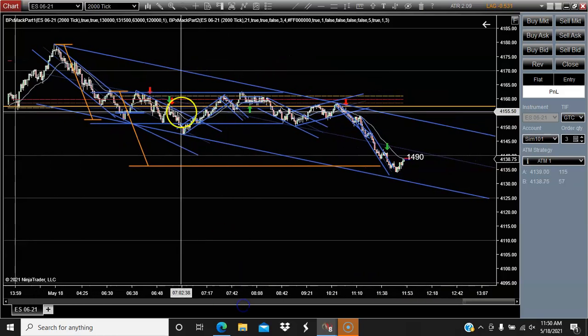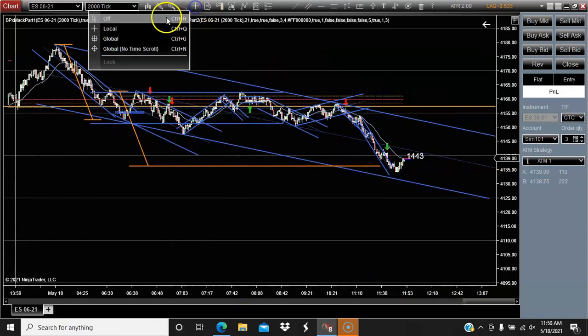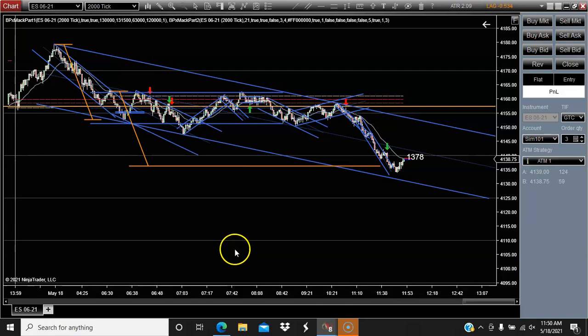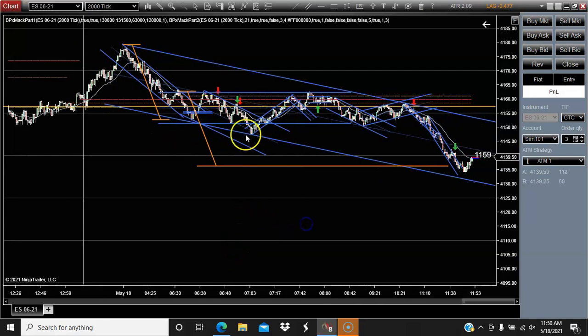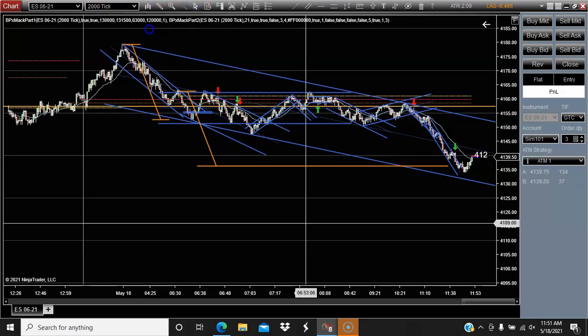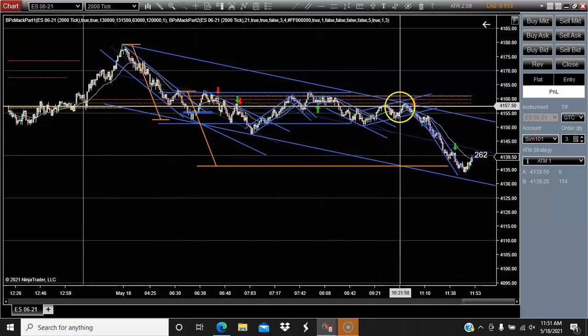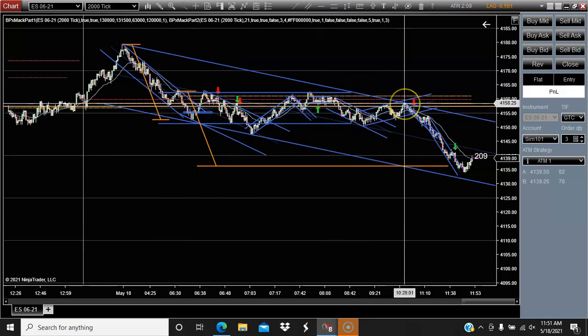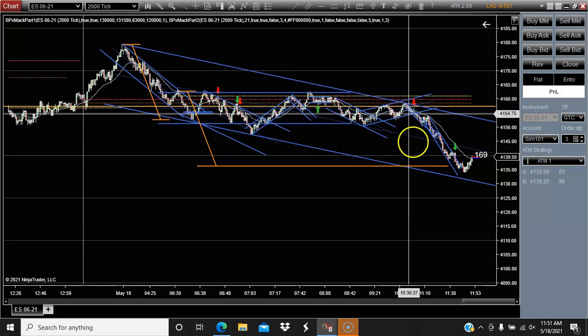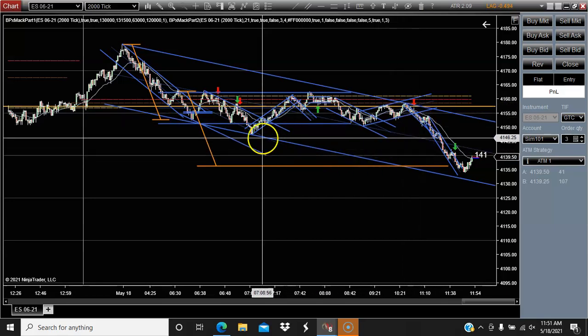All right, good afternoon. It is May 18th, 2021, and this looked like it was a range day up until about 10:30. Prices started to sell off, and we made this measured move down. So it was a downtrend day. Just about 10:30 is when this leg started.